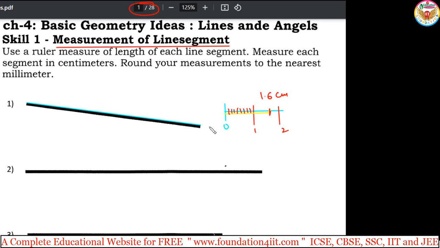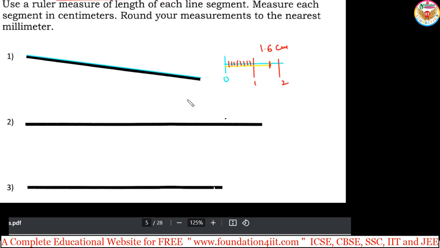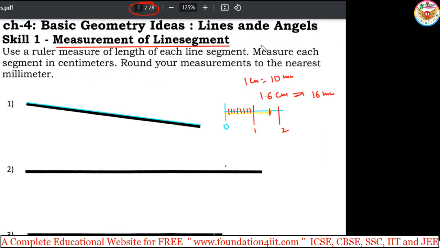So the complete page, you can take the print, and by measuring those lines using a scale, you can write. And round your measurement to the nearest millimeters also. So 1.6 centimeters. Now we can write 1 centimeter is equal to 10 millimeters. 1.6, so 10 plus 6, so 16 millimeters. Both ways you can practice those pages.